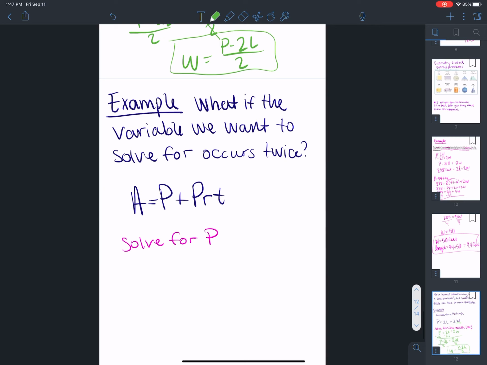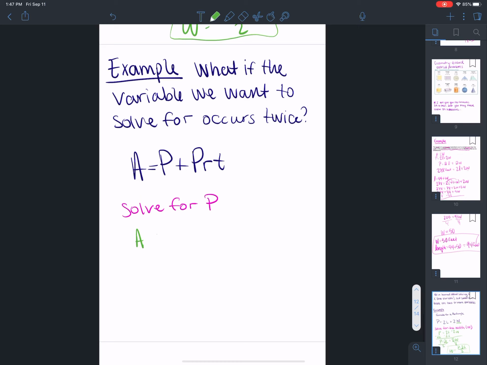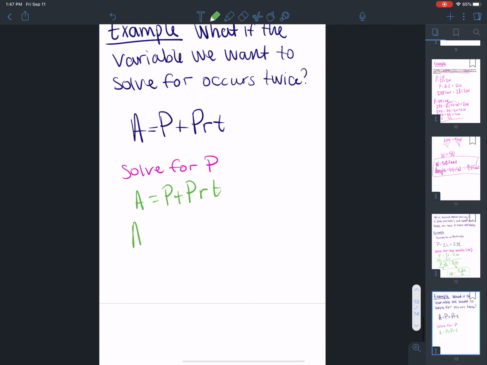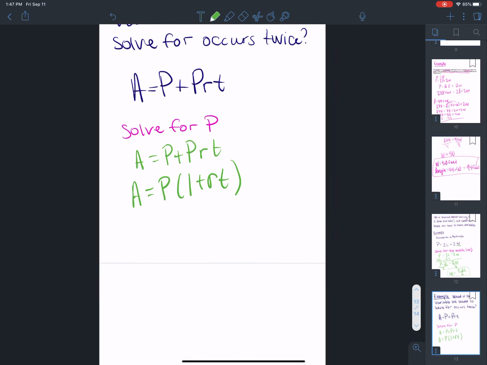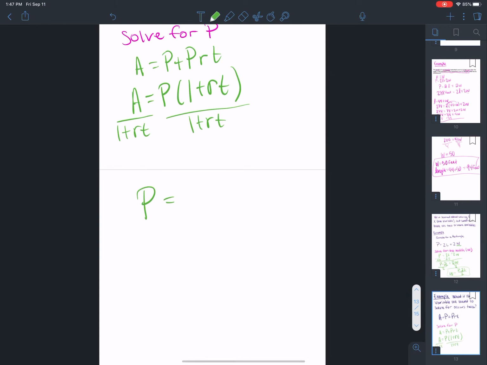Alright, and then what if the variable we want to solve for occurs twice? This is when factoring is going to come in handy. If we're looking for P, then just factor out P. So let's rewrite the problem real quick. Let's factor out a P, and you're left with 1 plus RT. Okay? If we're solving for P, then we'll divide by 1 plus RT, divide by 1 plus RT. And you get P is equal to A over 1 plus RT. And that would be your new formula.